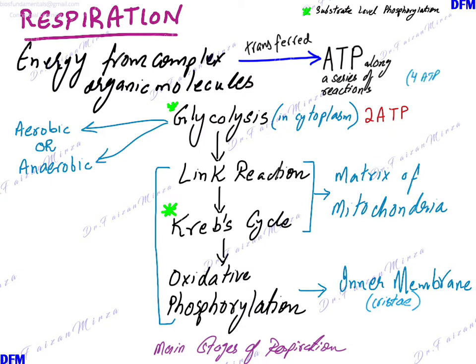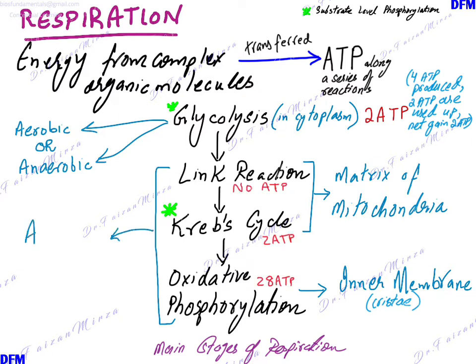In glycolysis, the net gain of ATP is 2 per glucose molecule. Actually, 4 molecules of ATP are produced, but 2 are used up, so the net gain is 2 ATPs. But overall, 4 ATPs are produced per glucose molecule in glycolysis in the cytoplasm of a cell. In the link reaction, no ATP is produced. In the Krebs cycle, 2 more ATPs are produced by substrate level phosphorylation, but only in aerobic conditions. Oxidative phosphorylation ends up producing 28 more ATPs. Again, oxygen is mandatory for this process.